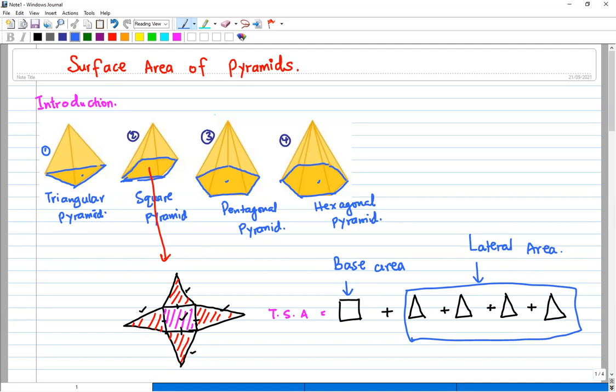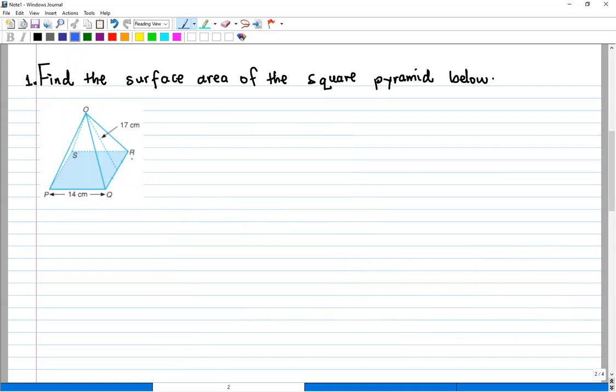So just to give you a live example, I will give you two examples, but I understand that this should be able to let you know what surface area is and how to get it. Okay, let's have this example. Find the surface area of the square pyramid below. Now we have a square pyramid, so its base is a square.